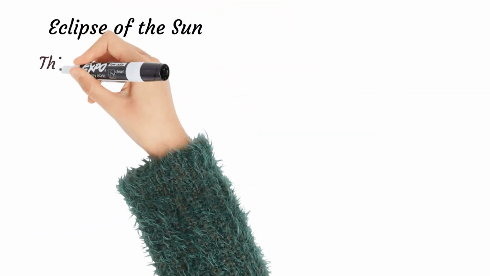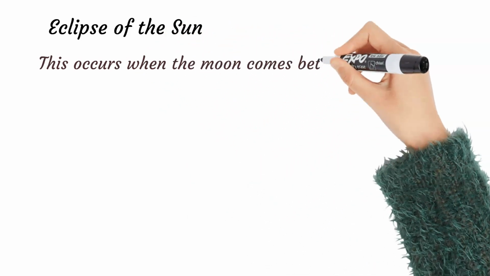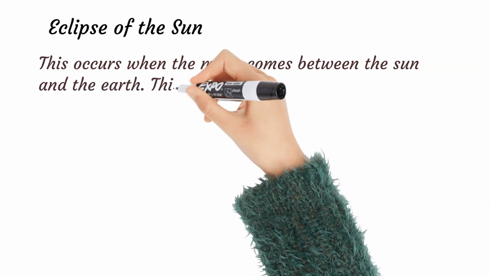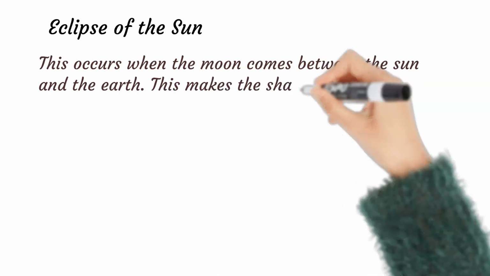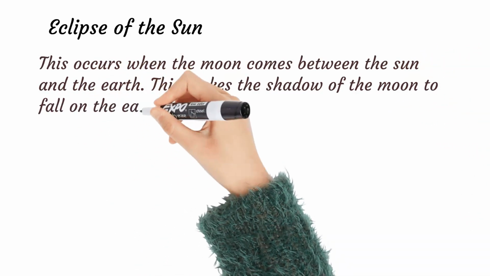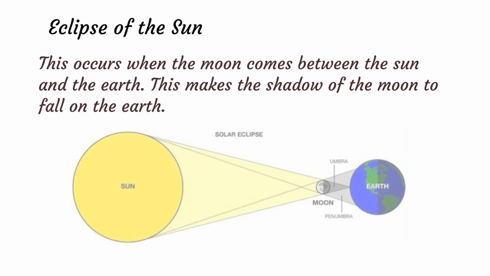Next, eclipse of the sun. This occurs when the moon comes between the sun and the earth. This makes the shadow of the moon fall on the earth. Let's look at the diagram. See the diagram, the sun, the earth, the moon is in between them. You also have the umbra and the penumbra. Okay.